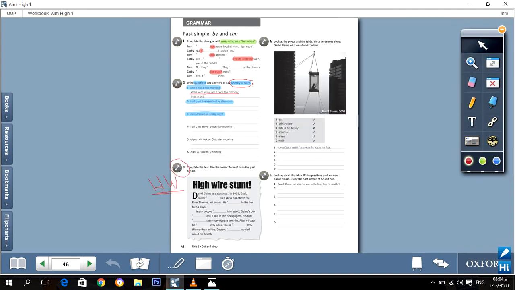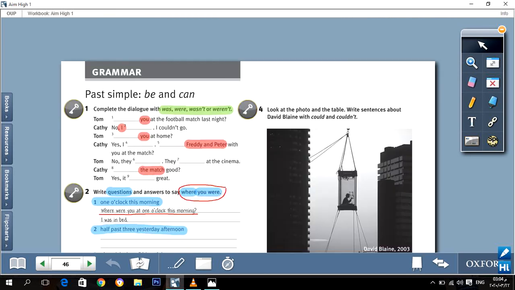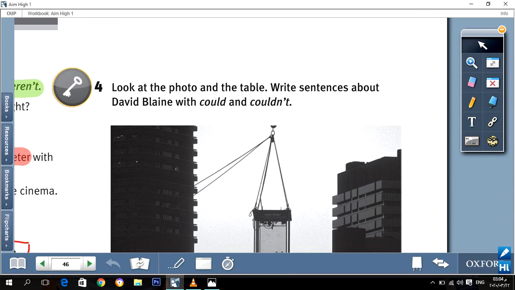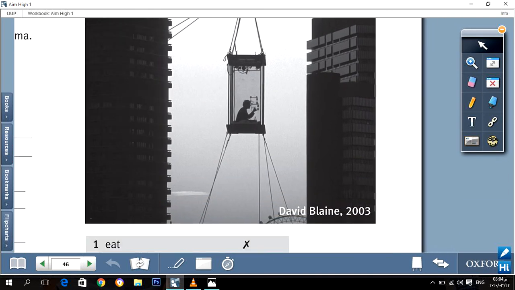Exercise number 4. It says, look at the photo and the table. Write sentences about David Blaine. So we have a person here called David Blaine. And we need to use could and couldn't. How could that be done? David Blaine here, as you see, he is in a box. And he is hanged in front of a building, as you see.